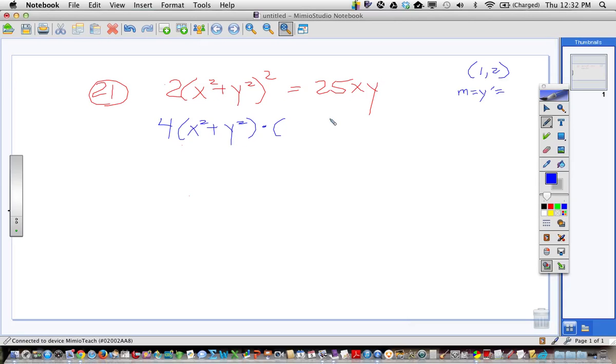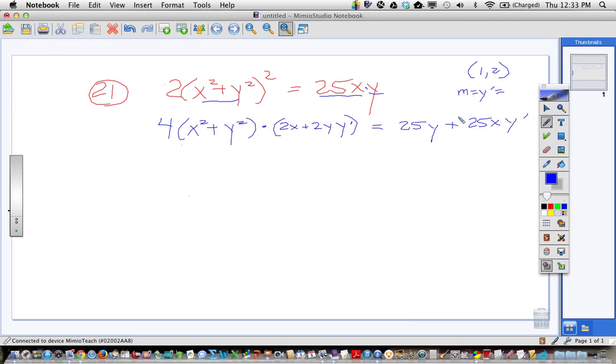And then we times by the derivative of the inside. Well, the derivative of the inside is 2x, 2y, y prime. And then on this side, we're going to have to do a product rule. So I would keep the 25 with the x and then have the y there as the u and the v. So now my product rule, the derivative of 25x is 25. We leave the y alone, plus 25x left alone, times the derivative of y, which is y prime.